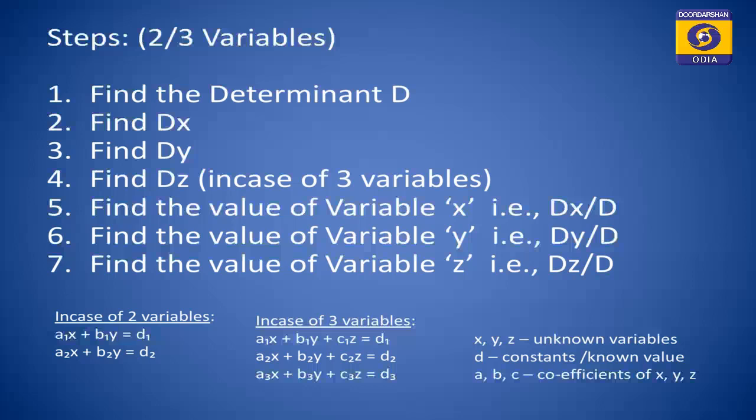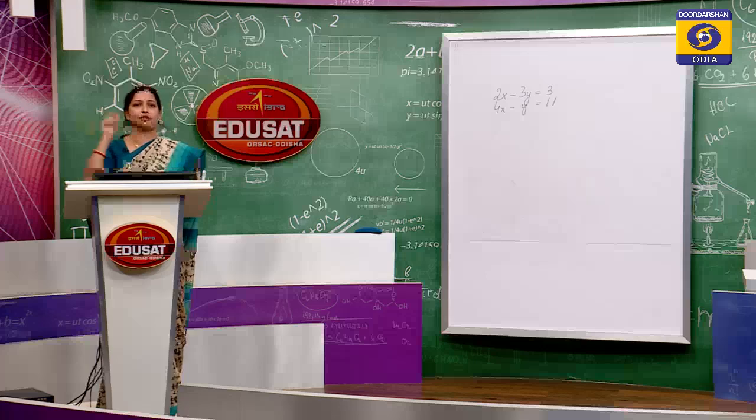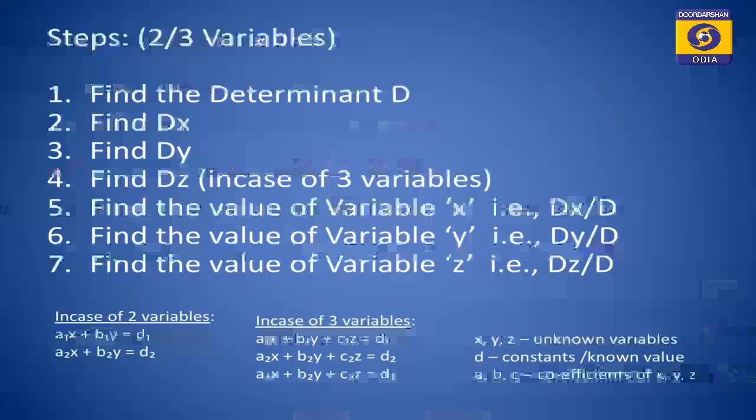Next we have to find Dx. In the Dx determinant, we substitute the coefficients of x with the known values. For Dy, we substitute the coefficients of y with the known values, and if there is another unknown variable, let us say z, similarly we substitute the coefficients of z with the known values. Then we follow this formula: to find the value of variable x, we do Dx by D, to find the value of variable y, we do Dy by D, and if there is another variable, let us say z, the formula used is Dz by D.